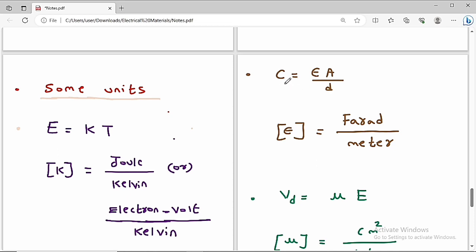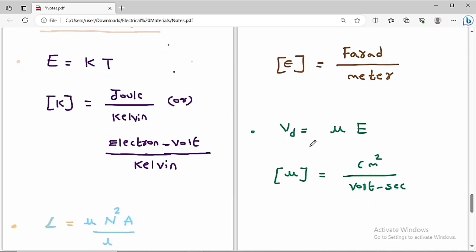And the unit of the capacitance is farad, the unit of the area is meter square, and the unit of the distance is meter. So if you simplify, the unit of the permittivity is farad per meter. Here, meter square by meter means one meter cancels, and you get the unit of the permittivity, which is farad per meter.